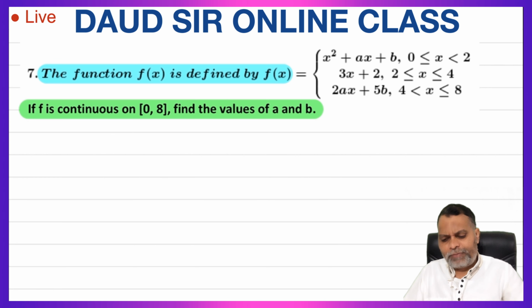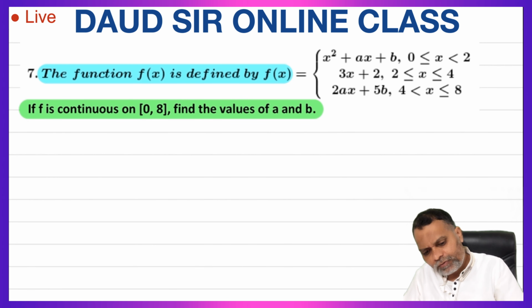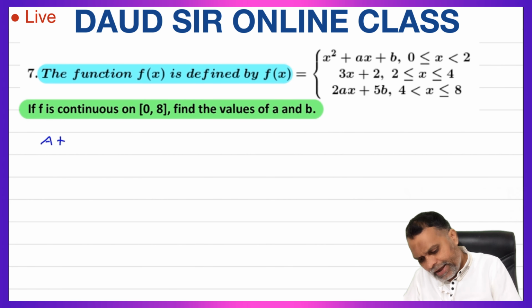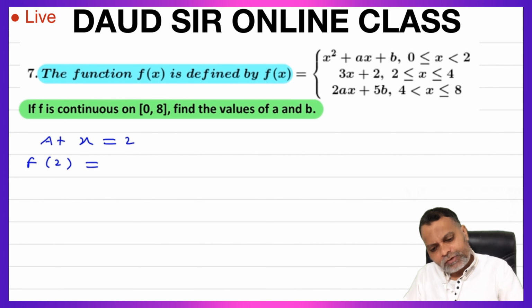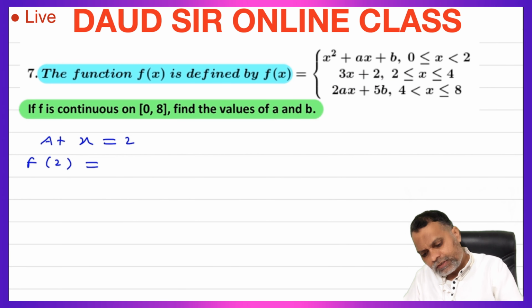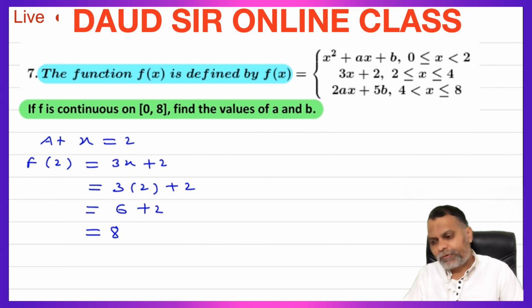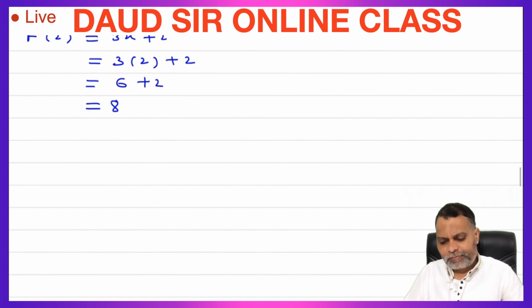Then finally we will get the values of a and b. So at x is equal to 2, f of 2 is equal to, x is equal to 2 here, so take this function 3x plus 2. Put x is equal to 2: 3 into 2 plus 2, 3 2s are 6 plus 2, that is 8. So f of 2 is equal to 8.